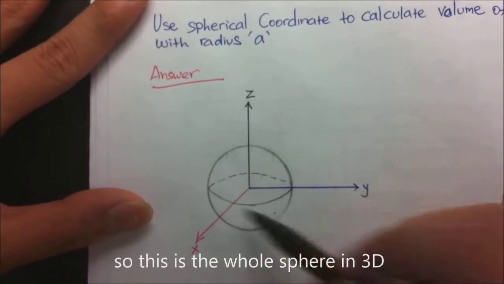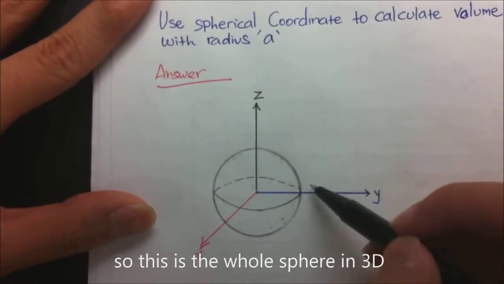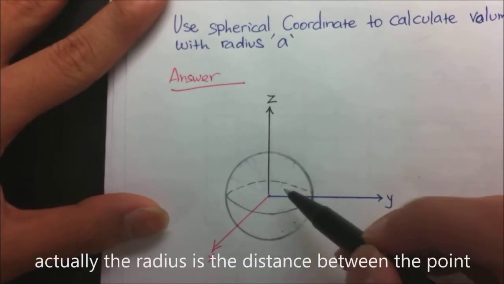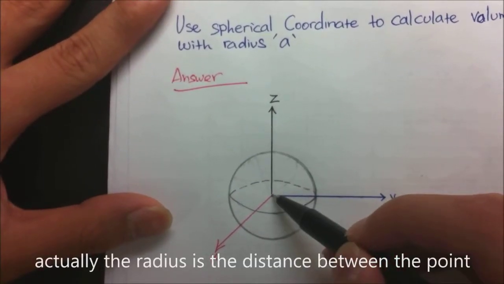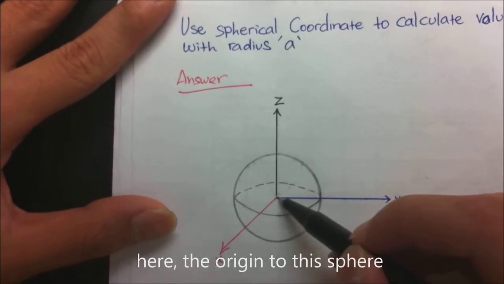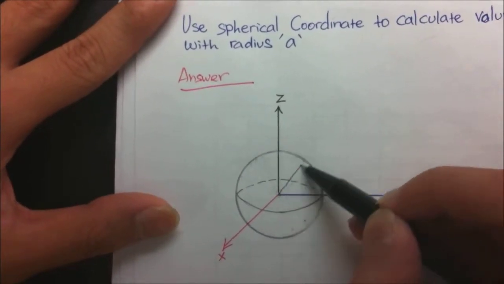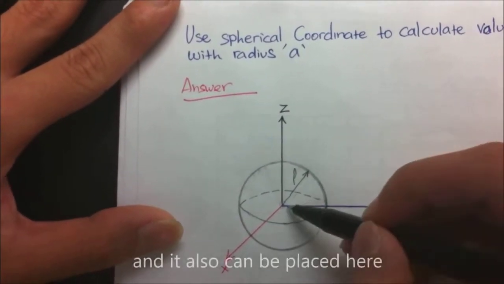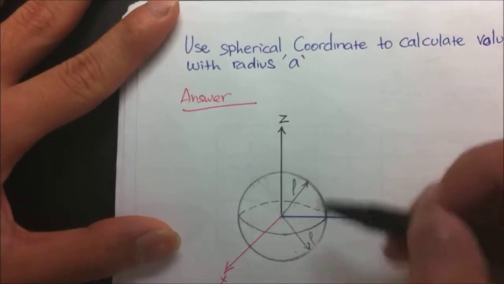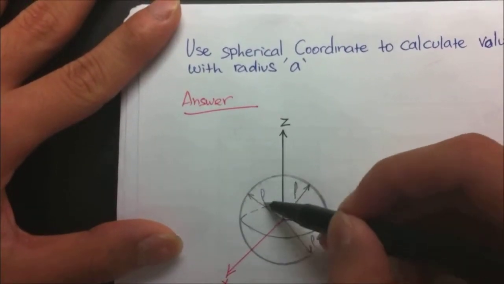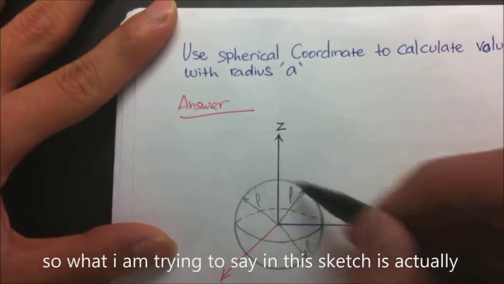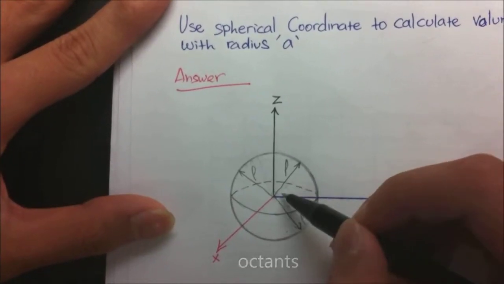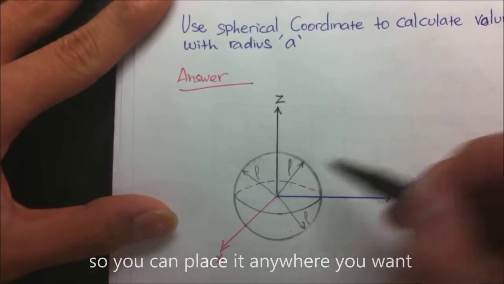So this is the whole sphere in 3D. Here I'm going to show you where the radius will be. Actually, the radius is the distance between the point here, the origin, to the sphere. We can assume this radius as rho, and it also can be placed here and here. What I'm trying to say in the sketch is that the radius is not involved in any of the octants, so you can place it anywhere you want.